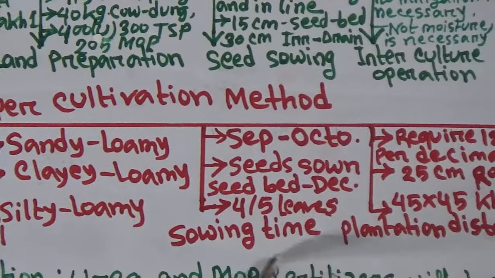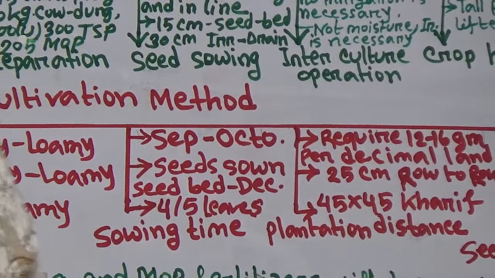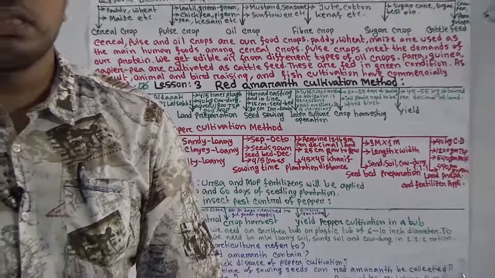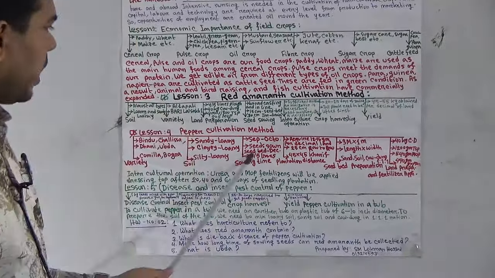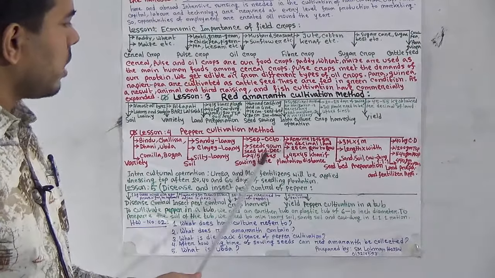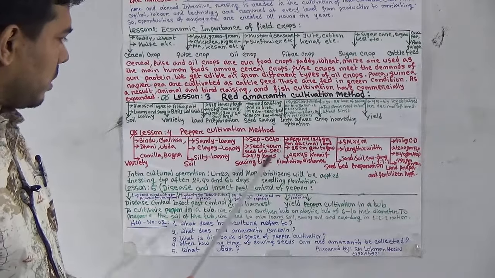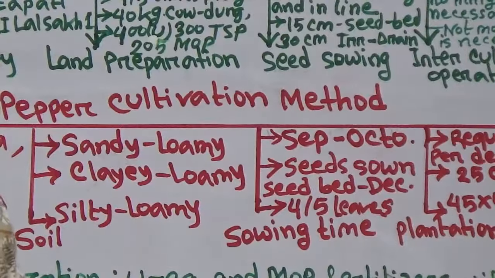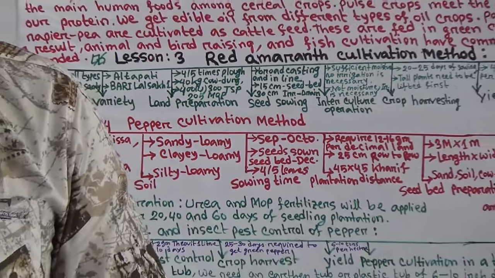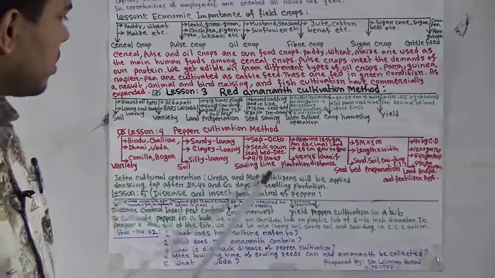The sowing time. September to October is the proper time for sowing the seed of pepper, and the seedbed should be prepared in the first week of December. And whenever you find that 4 or 5 leaves have shot out, then you can easily plant the seedlings.